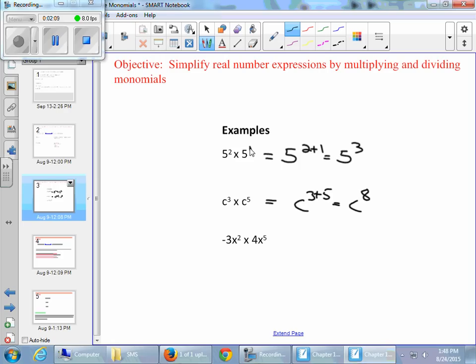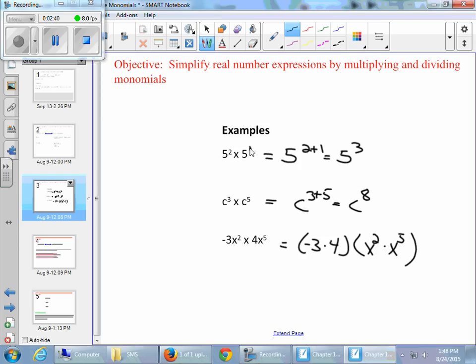And our last example. The last example is a little bit different, because our bases are different. Now we have a negative 3 and we have a 4. So what are we going to do here? We're going to separate them. What do we mean by separate them? We're going to take our bases by themselves. So we have negative 3 times 4. And then we're going to have our x's. We have x to the 2nd times x to the 5th.